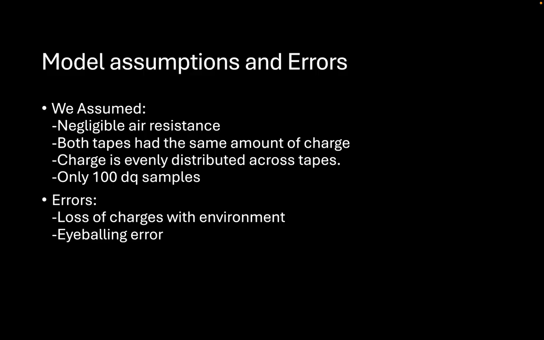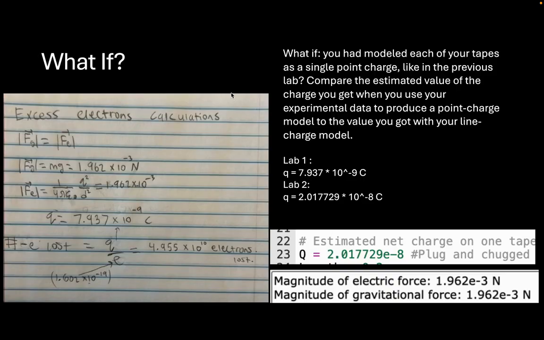Model assumptions. To make the model work, we had to make assumptions. We ignored air resistance. We assumed that both tapes had the exact same amount of charge. We assumed that the charge was evenly distributed, and we only took 100 small dq samples. But in reality, there's a lot more than that. Now, potential sources of error in my data include charge escaping into my hand or the environment, and human error in eyeballing exactly 0.017 meters with a ruler, because there's no way you could accurately see how far up it went with the eye.